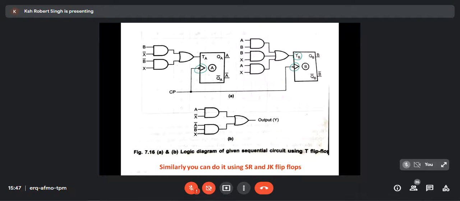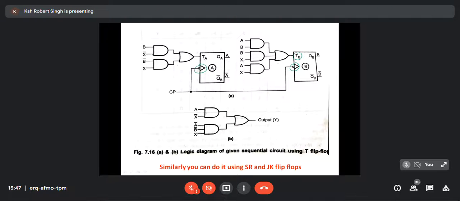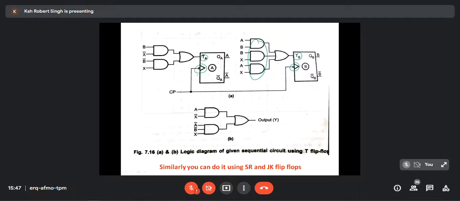TB. What is TB from here? TB is nothing but 3 AND gates and then 1 OR gate. 3 AND gates and 1 OR gate. TA. Okay, you will go here. TA requires only 2 AND gates and 1 OR gate.